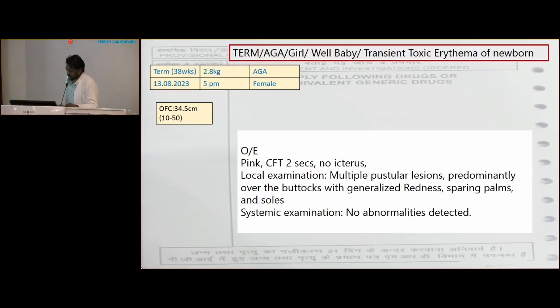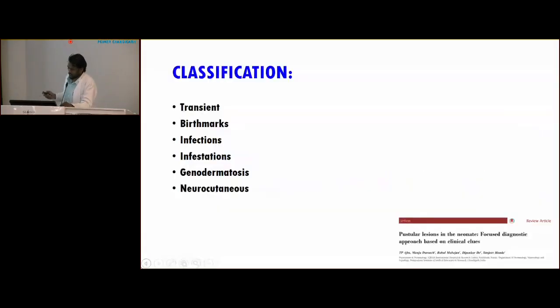So coming to the classification, neonatal dermatosis falls under one of these classifications. Either it's a transient lesion, or birthmarks, or infections, infestations, genodermatosis, or neurocutaneous.